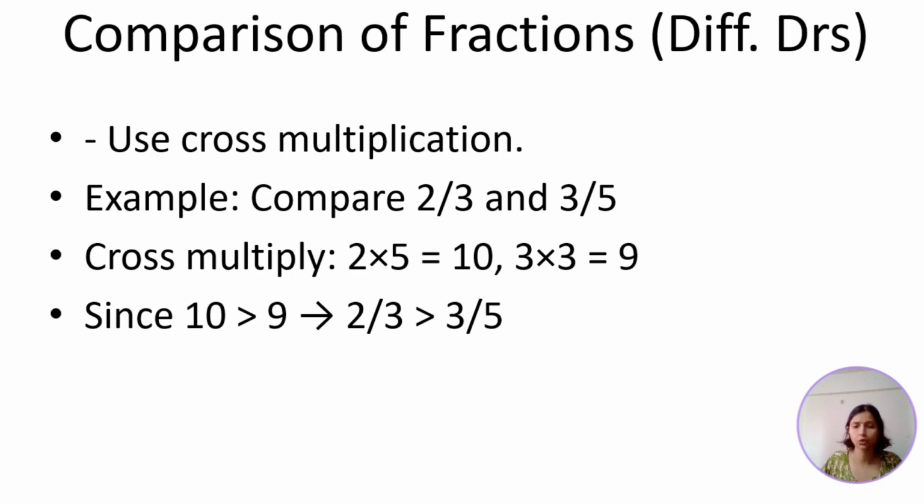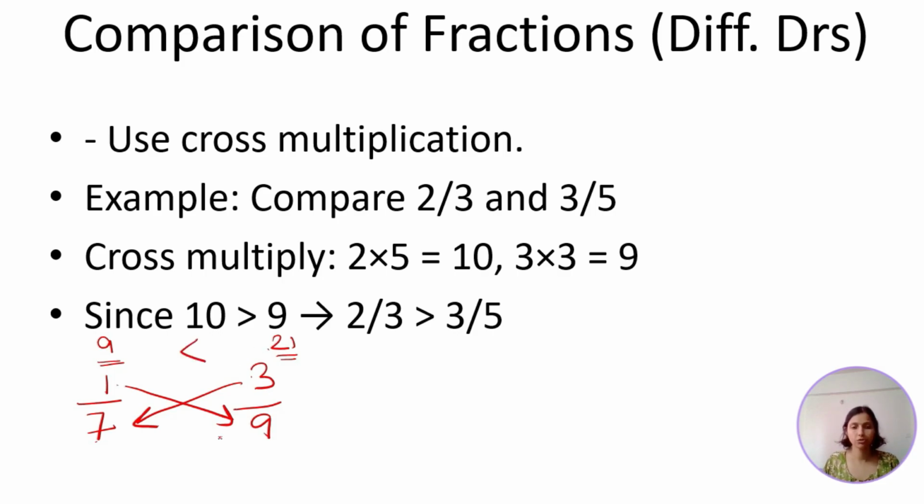A quick trick to compare the two fractions, 1 by 7, 3 by 9. Multiply 1 by 9, 1 into 9 is 9, and write it this side. Multiply 3 by 7, 3 7s are 21, write it this side. Now which number is bigger, 9 or 21? Obviously 21. So this fraction is bigger than this fraction. You tell me in the comment section, how did we arrive at this trick?